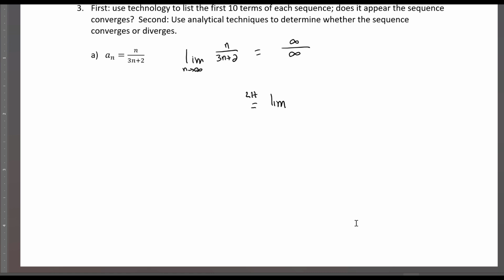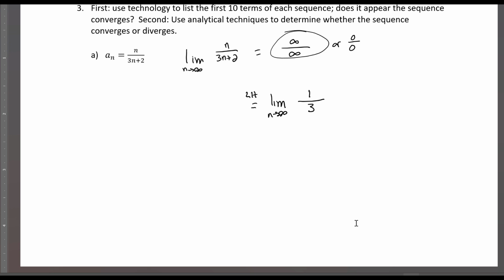So since we have this indeterminate form of infinity over infinity, L'Hopital's rule says we can take the derivative of the numerator. So the derivative of x is 1. The derivative of n is 1. The derivative of 3n plus 2 would be just 3. So remember that L'Hopital's rule says that when we have this indeterminate form of infinity over infinity, we also had an indeterminate form of 0 over 0 back in Calc 1. Whenever we had a ratio that had one of those indeterminate forms, then we could take the derivative of the numerator all on its own, the derivative of the denominator all on its own, and then reevaluate the limit.